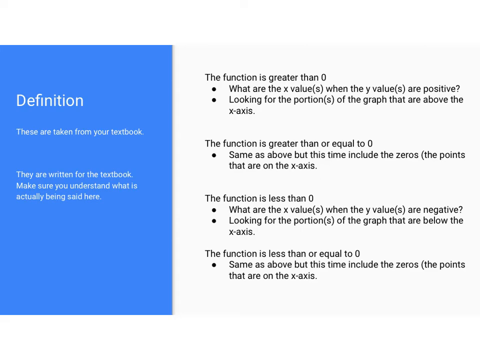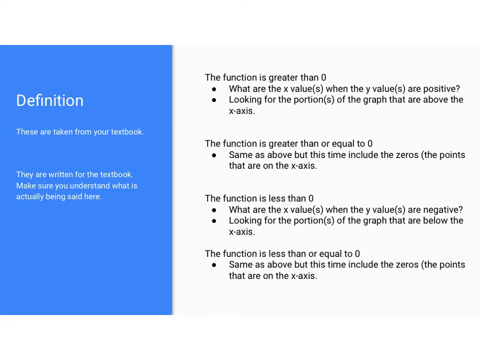Now that we watched a video, let's look at the formal definitions as taken from the book. We have greater, the function is greater than 0. Again, we're looking for the intervals when the x values. What are the x values when the y values are positive? We're looking for the portions of the graph that are above the x-axis.